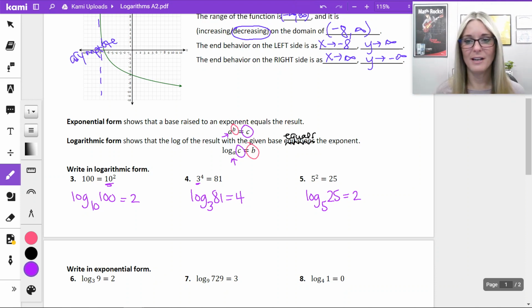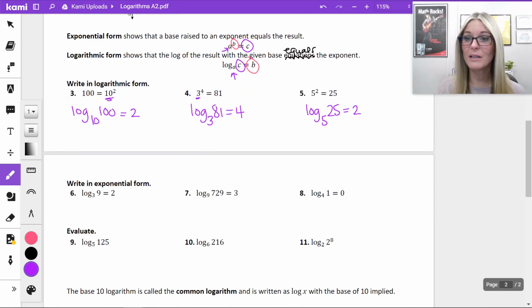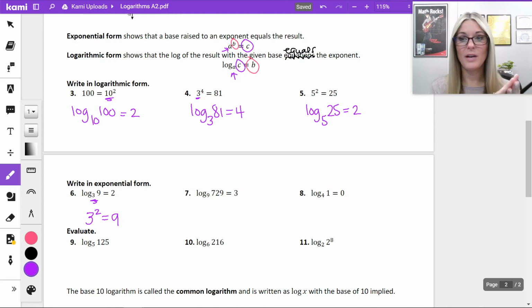Let's just scoot right back down to page 2 of our notes, and we're going to go backwards. Let's take the logarithmic form and put it as exponential. So number 6, we have log base 3 of 9 equals 2. What would that look like in exponent form? The base is still our base, raised to my exponent of 2 equals 9. And that's still a true statement. 3 squared equals 9. Just like when you go and solve a logarithm, log base 3 of 9 equals 2. When we solve or simplify a logarithm, it tells us the exponent.